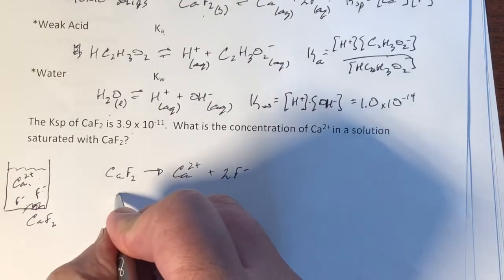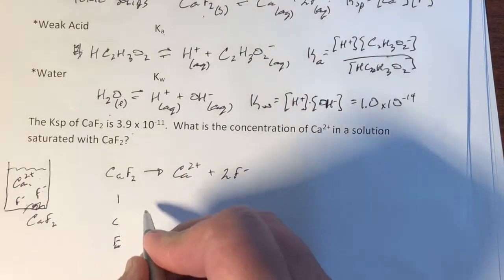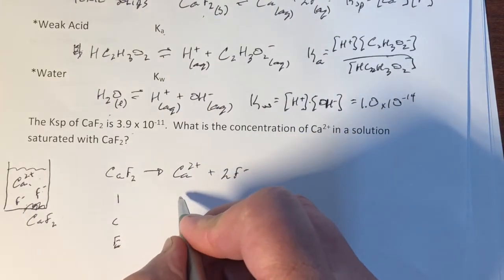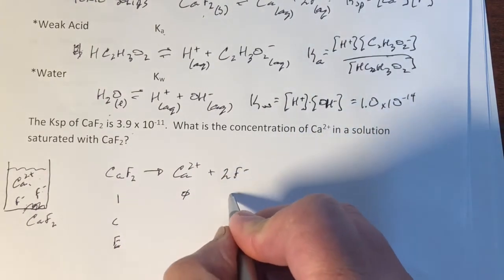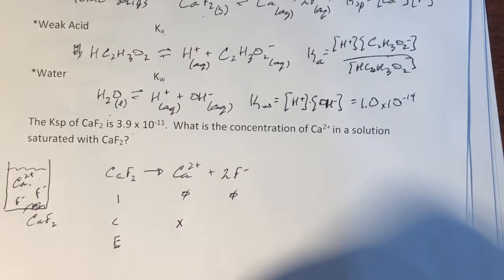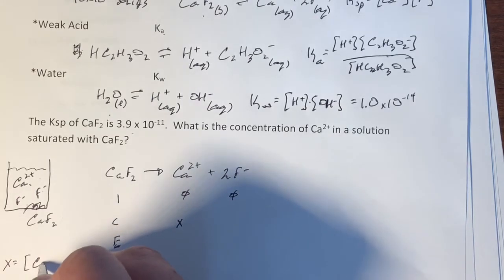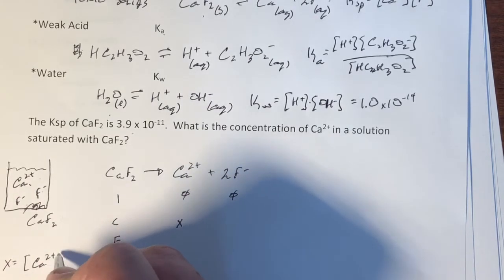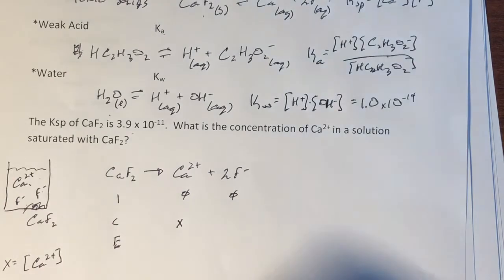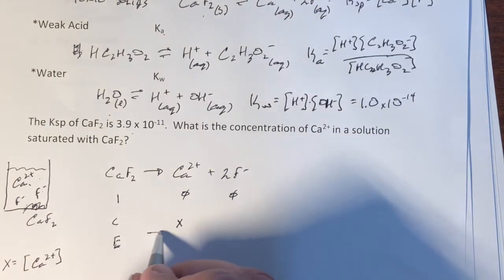So I can do an icebox here. I like it for consistency, though it's maybe not completely necessary. So my initial of these guys before anything dissolves would be 0. And if I say X calcium dissolves, I can say it's the amount that dissolves, I can say it's the equilibrium amount, I can say it's the change. It'll work out to be the same thing.